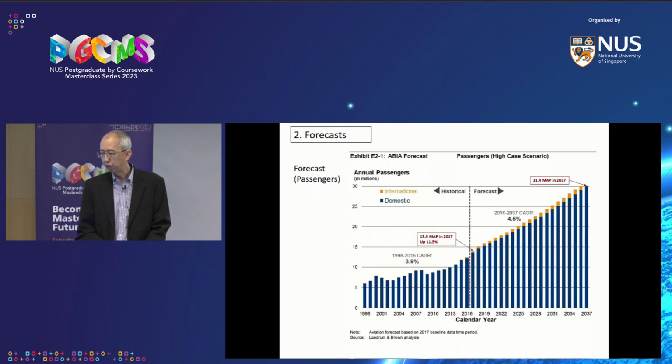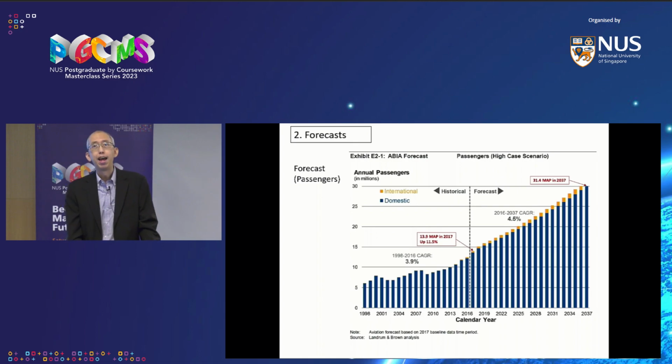So once you have inventoried everything, you need to come up with a forecast. So this master plan report was done in 2017, before COVID. And in 2017, Austin Airport had 13.9 million passengers. And then, so everything you see on the left-hand side is the historical numbers, and everything you see on the right is what they projected, okay?